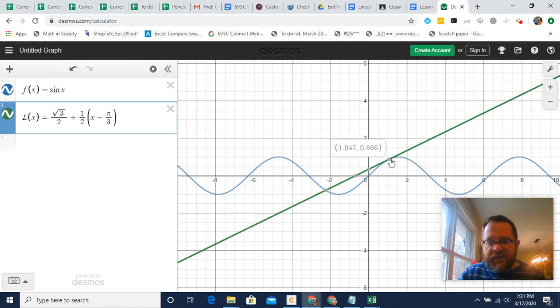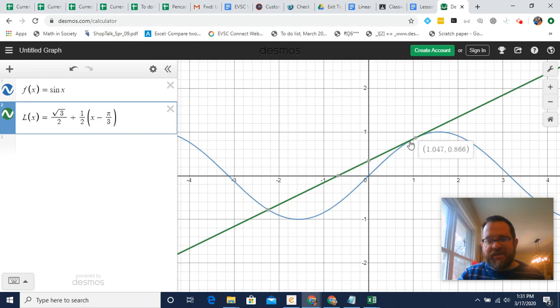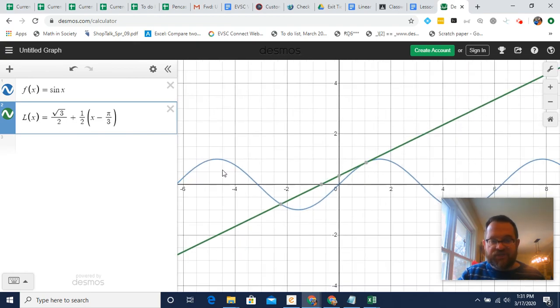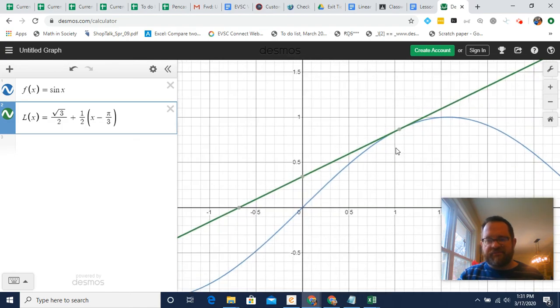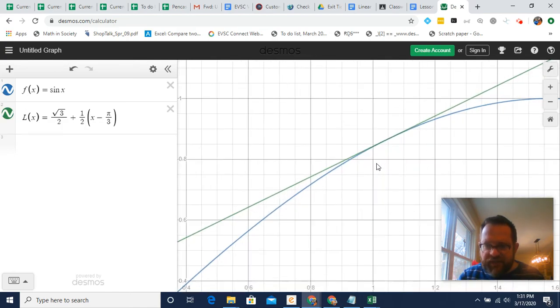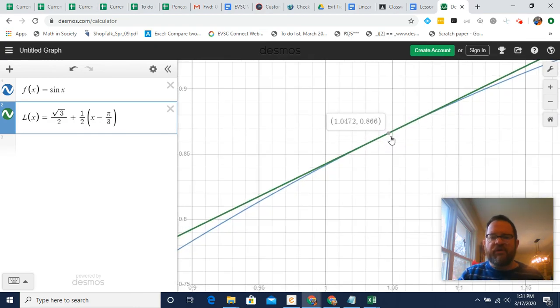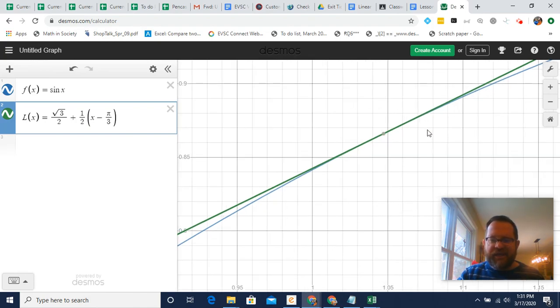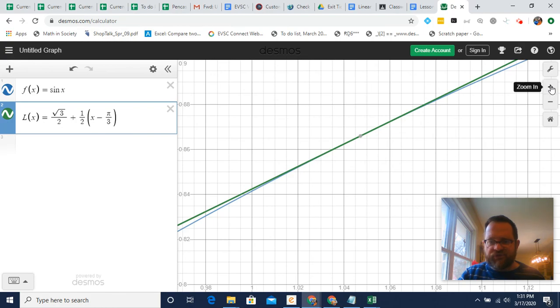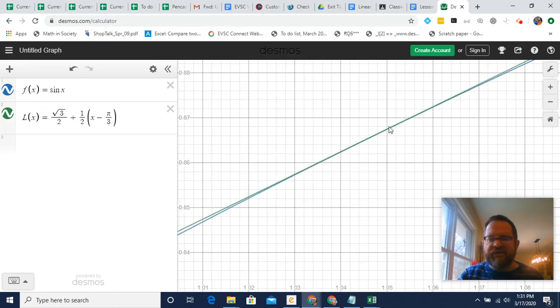If we take a look near our point pi over 3, which is right here, in general, this green curve doesn't look anything like the blue curve. But as I zoom in and zoom in and zoom in, as we get closer and closer to that real place right there, these two things are practically right on top of each other. In fact, I can keep zooming in as much as I want to. And at some point, it becomes pretty hard to tell the difference between the blue curve and the green curve. They are basically the same thing in that neighborhood.